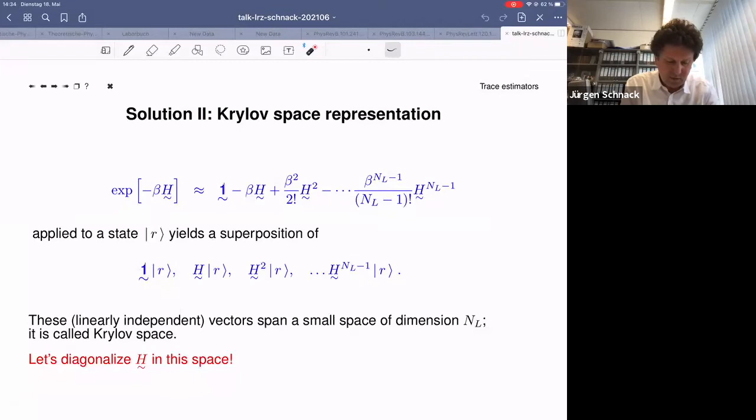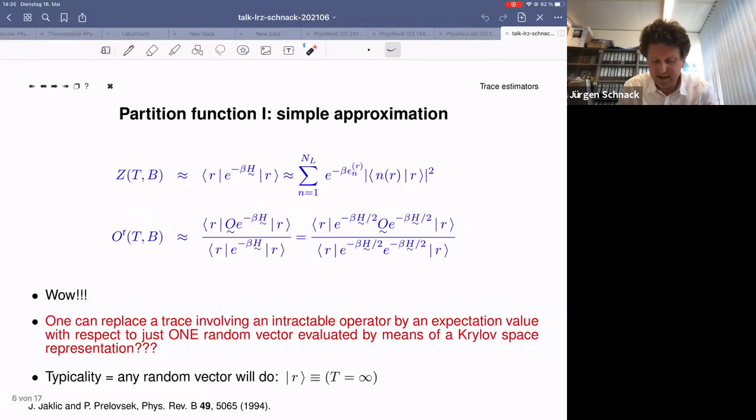The second step is to deal with this exponential. This exponential is diagonalized in a Krylov space. The Krylov space arises from the random vector if you apply all the terms in a power series, say up to a certain order, to the random vector. This gives you linearly independent vectors that span the Krylov space. If we diagonalize the Hamiltonian in that space, we obtain an approximate form of the partition function that is given by the energy eigenvalues in the Krylov space, as well as weight factors that come from the overlap of the random vector with the eigenvectors in the Krylov space.